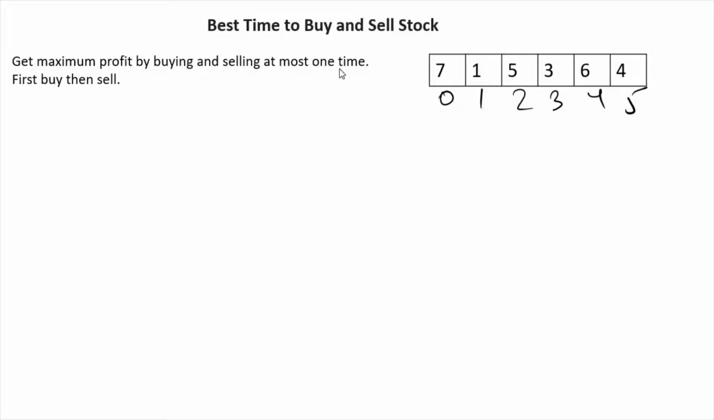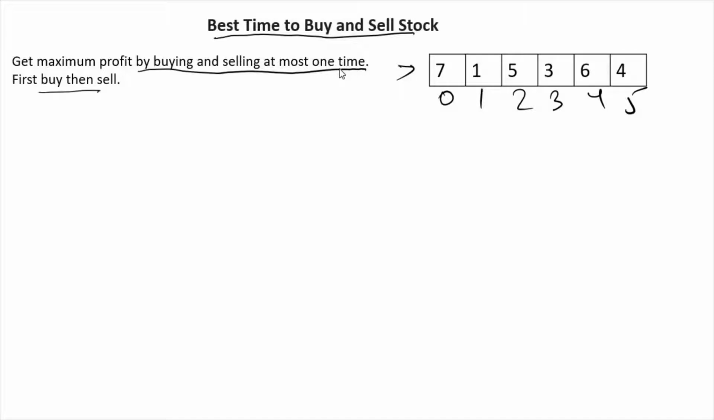Hello, so today we are going to solve the question Best Time to Buy and Sell Stock. The question is to get the maximum profit by buying and selling at most one time. We are given the prices of the stock for particular days and we need to get the maximum profit. The condition is that first we have to buy, and only then can we sell. For making a profit, the selling price of the stock should be greater than the buying price.